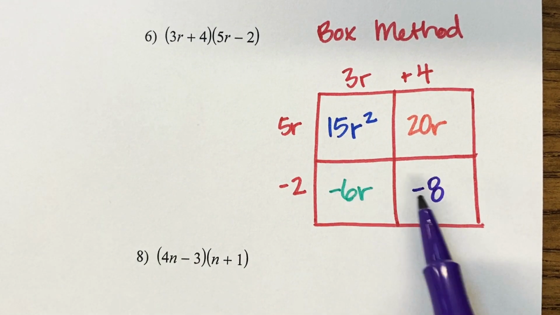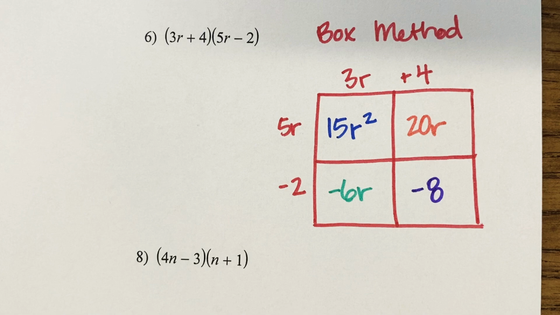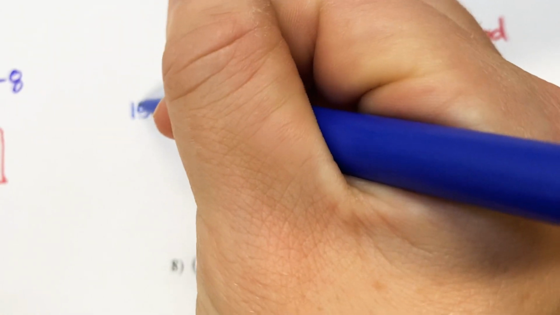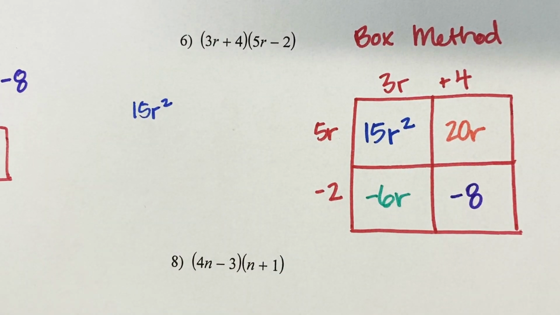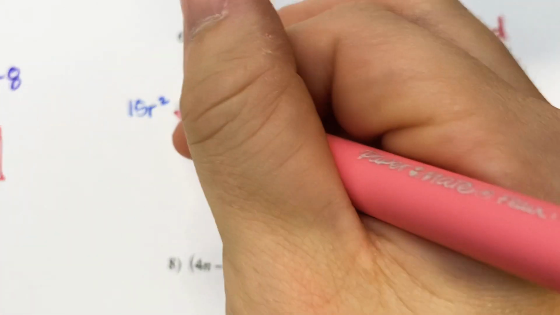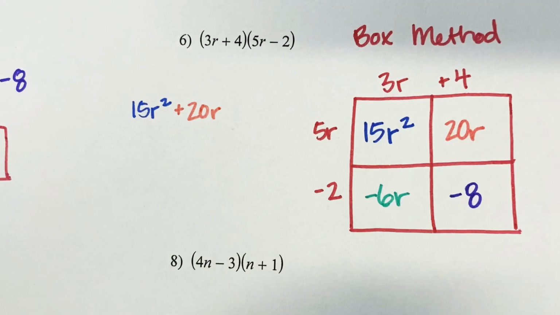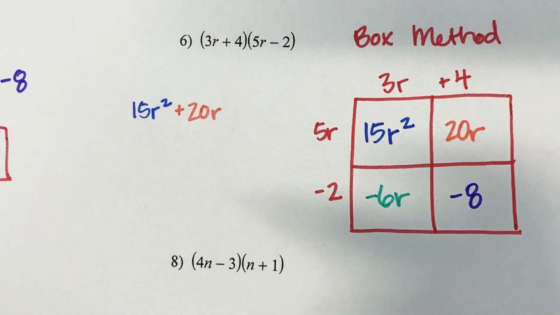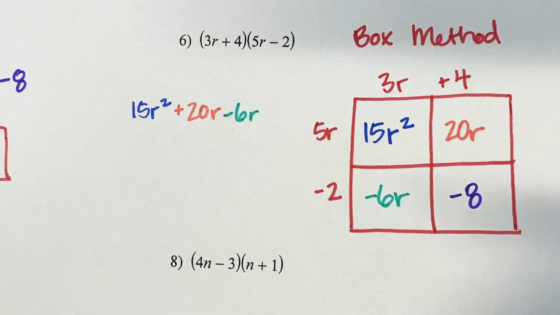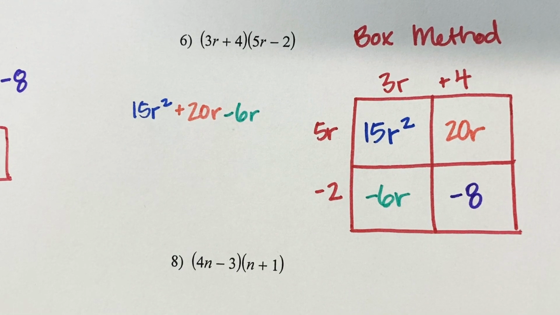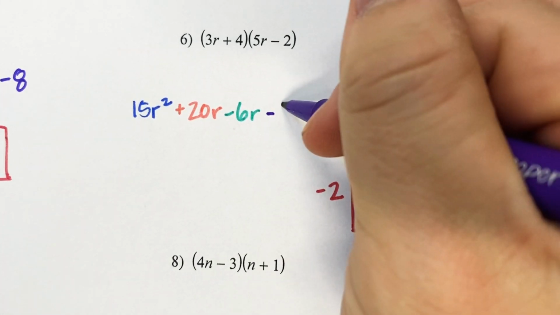Okay, now I'm going to rewrite them in the order that I solved them. Okay, so I have 15r squared with a positive, so plus 20r, negative, so minus 6r, and negative, so minus 8.